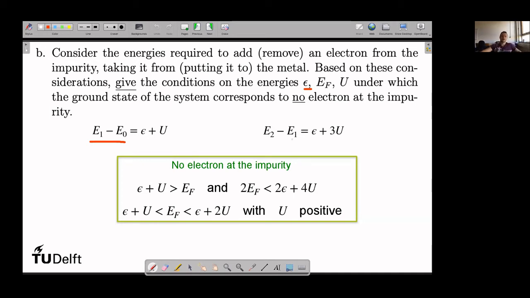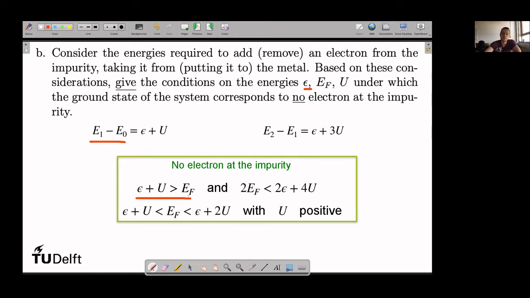Now, in order not to have an electron at the impurity, we must verify two conditions. First, the Fermi level must be below the energy difference between 1 and 0 electrons at the impurity, meaning that if there was a single electron at the impurity, because the Fermi level is lower, then the electron will move close to the Fermi level and will lower the energy of the whole system. That's why we have this first condition.